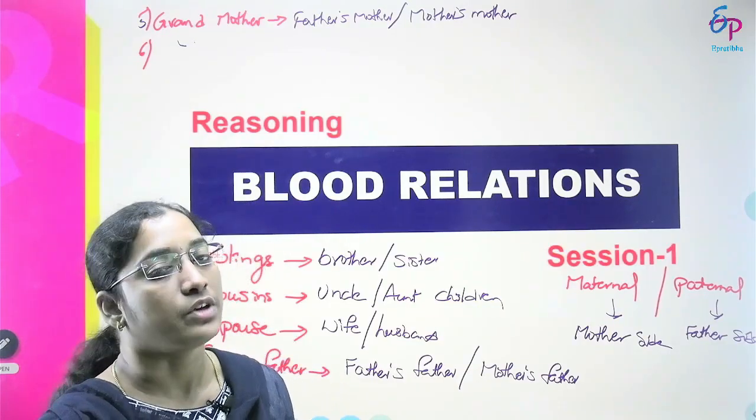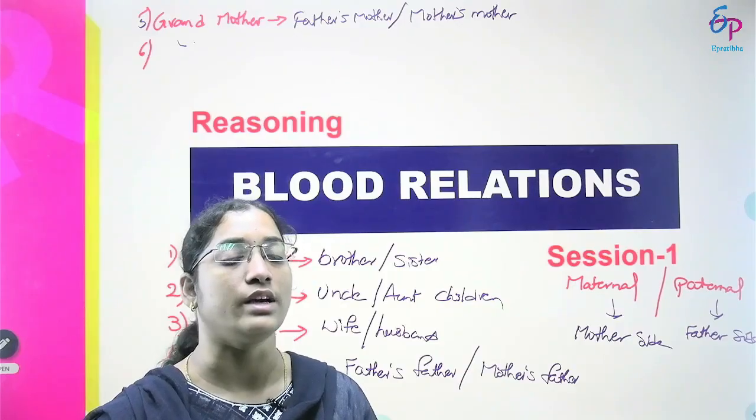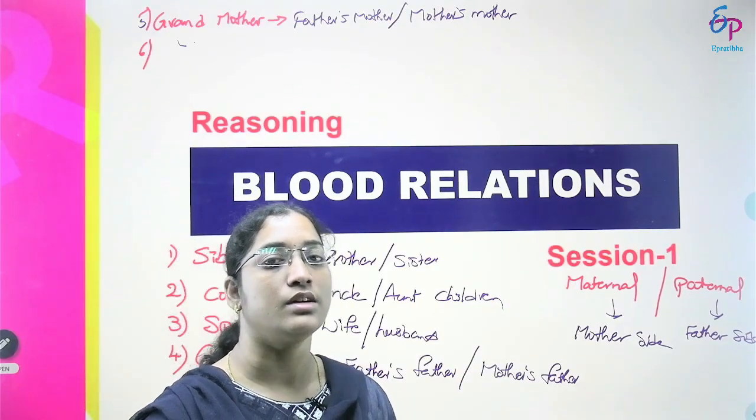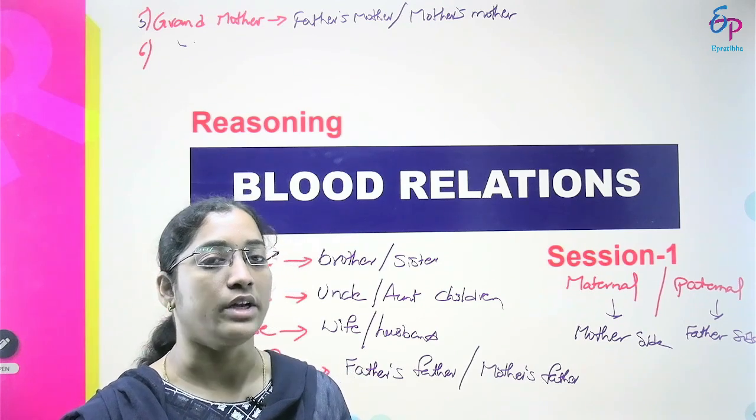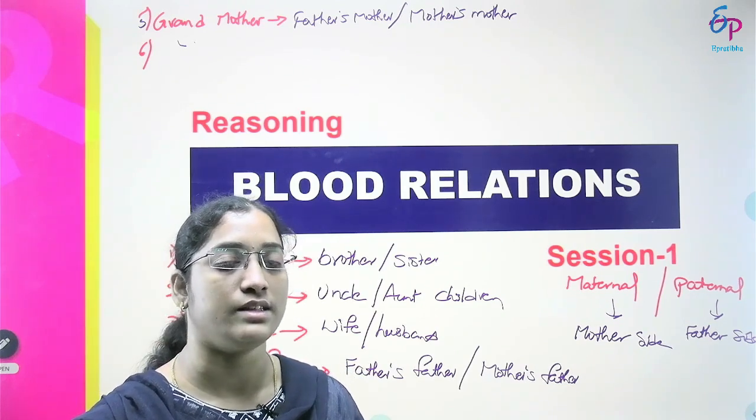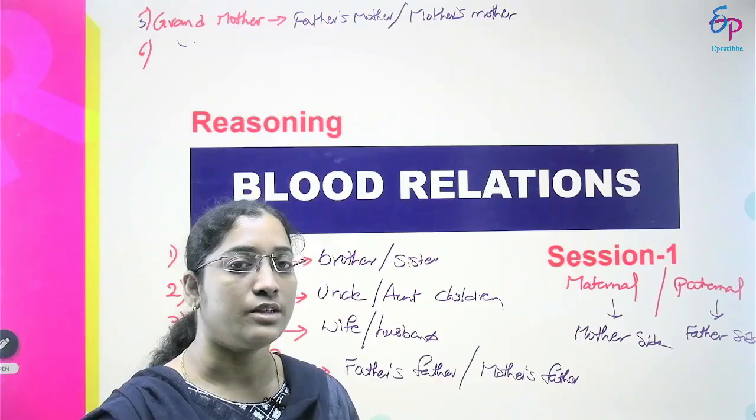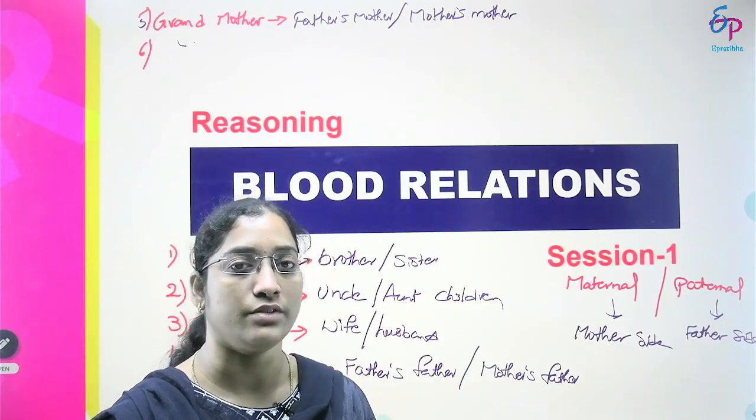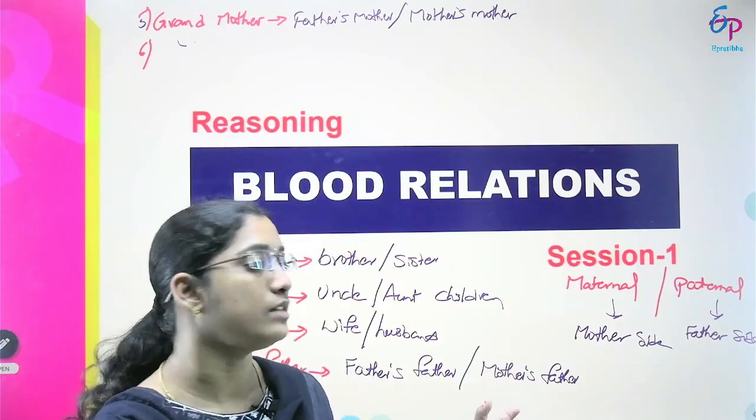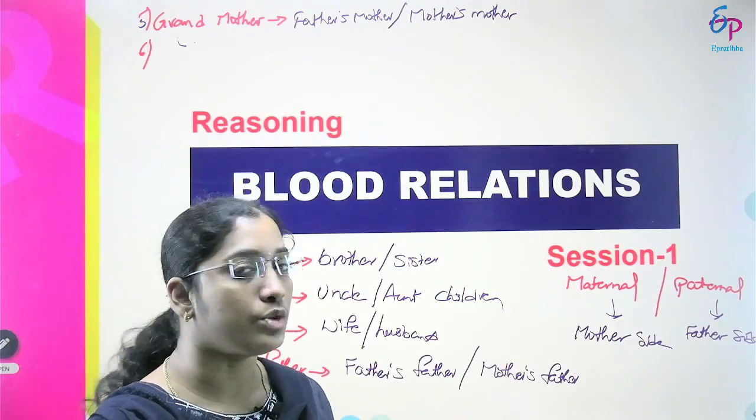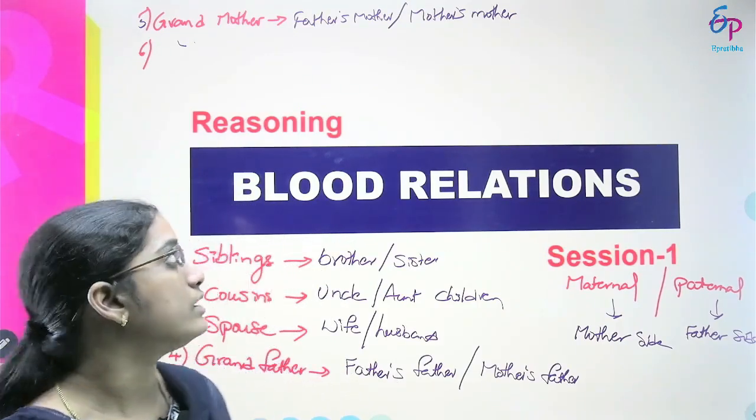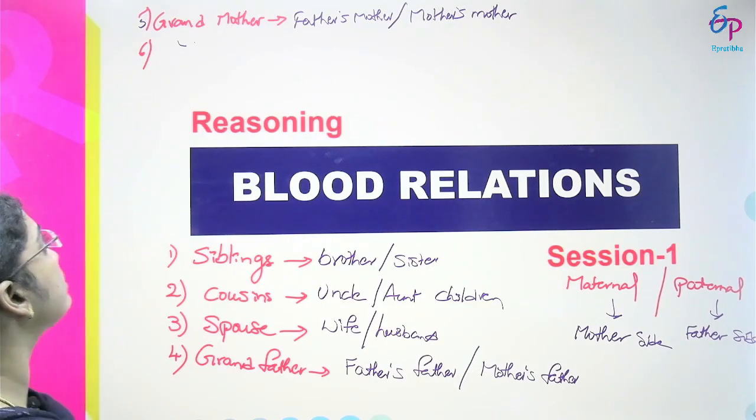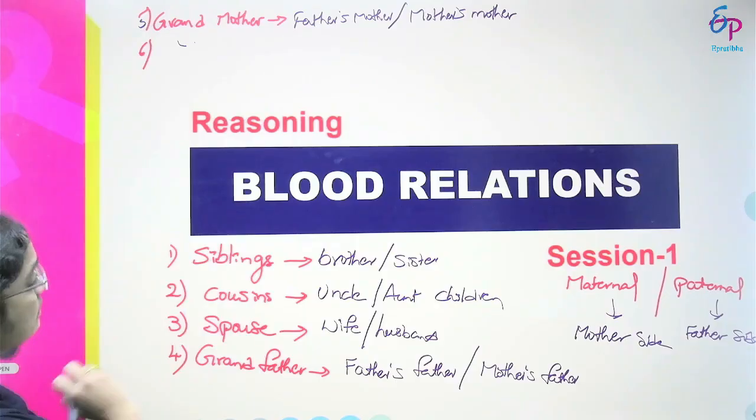For example, your mother's father is your maternal grandfather, and your father's father is your paternal grandfather. Your mother's brother is your maternal uncle, and your father's brother is your paternal uncle, friends. So in that way we need to take two types of relations. Then, after grandmother, spouse is completed, right?